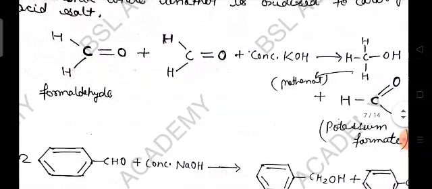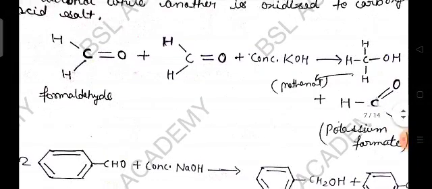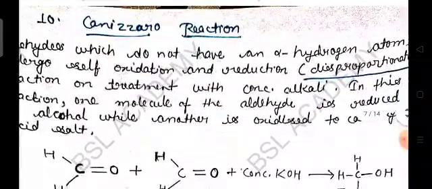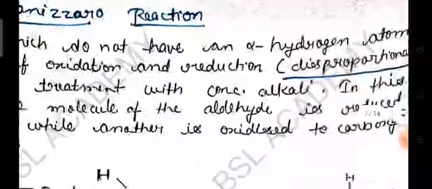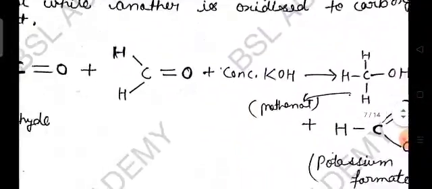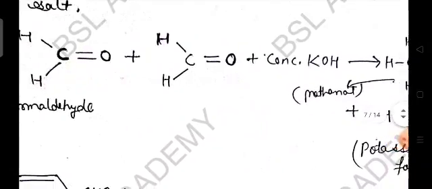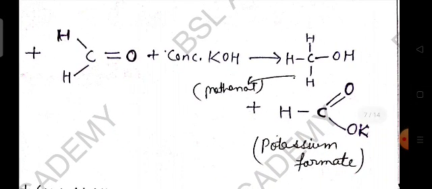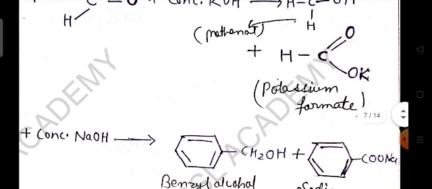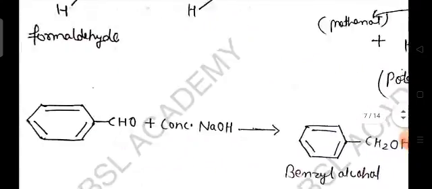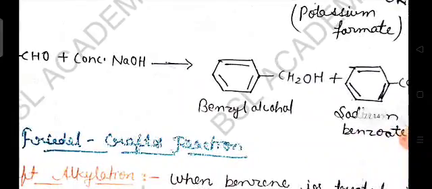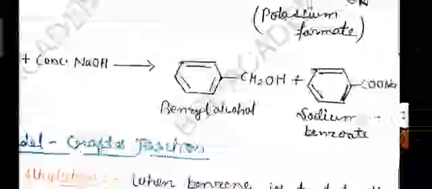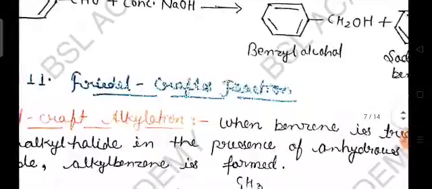So here you can see formaldehyde, which doesn't have any alpha hydrogen. So here the criteria is what? Don't have any alpha hydrogen atom. Treated in the presence of KOH and gives finally what? Methanol and potassium formate. So this is the product. And benzaldehyde changes into benzyl alcohol and also gives sodium benzoate.